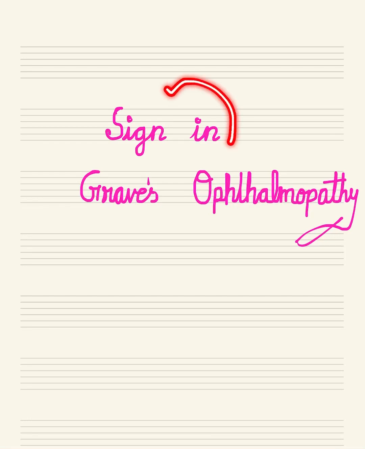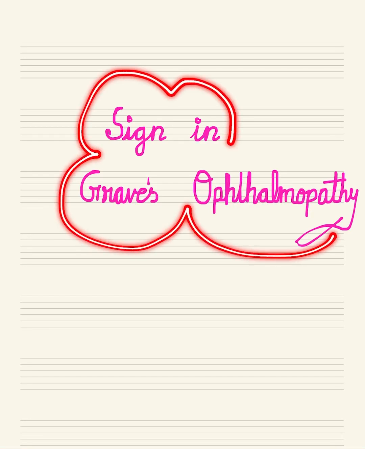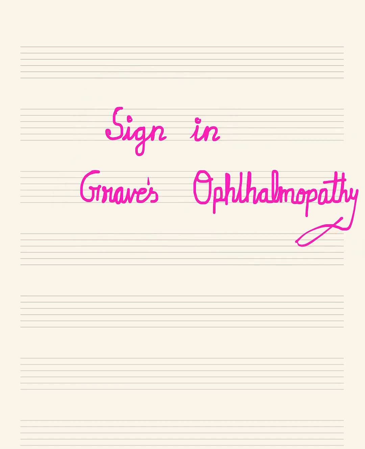Let's learn some of the signs seen in the Graves' ophthalmopathy. Graves' disease is an autoimmune disorder in which antibodies are formed against the thyroid receptor, which leads to hyperthyroidism, and some of the features are seen all over the body. There are important ocular signs seen in Graves' disease.